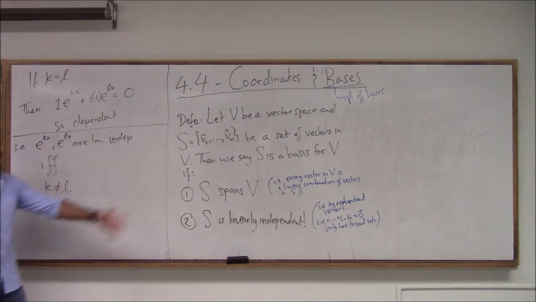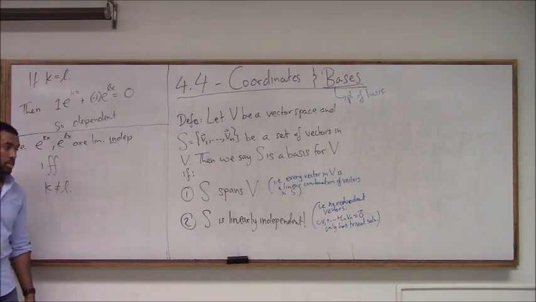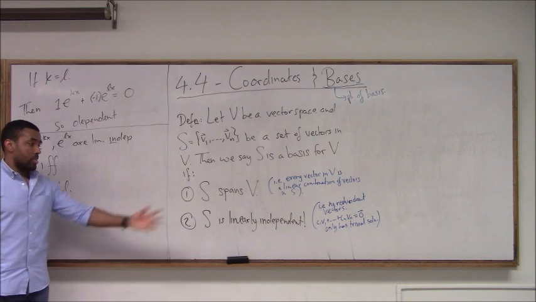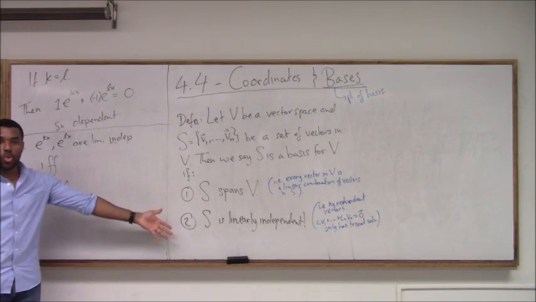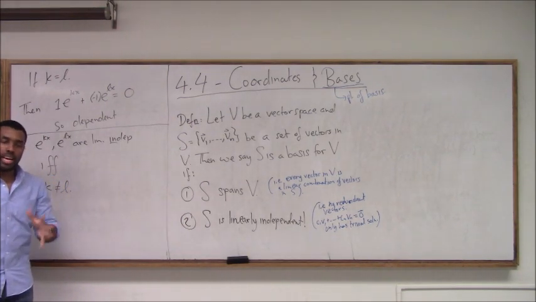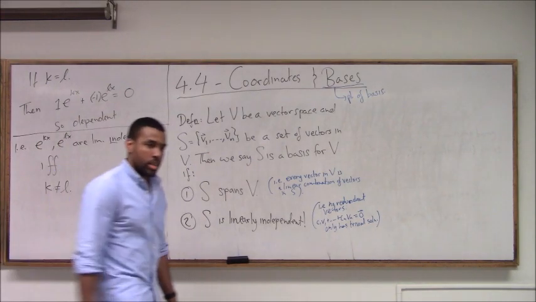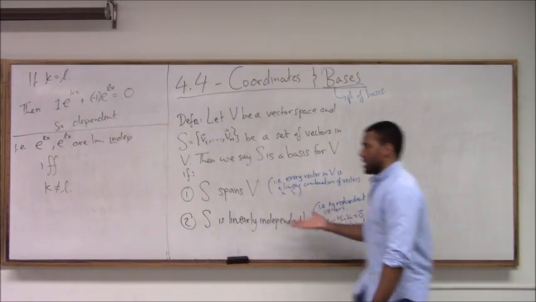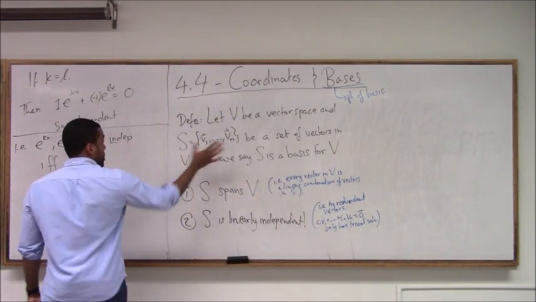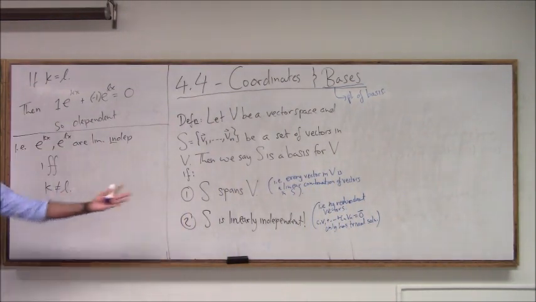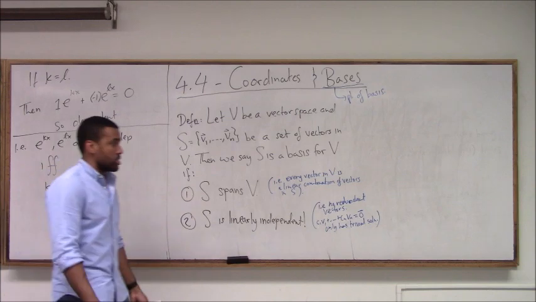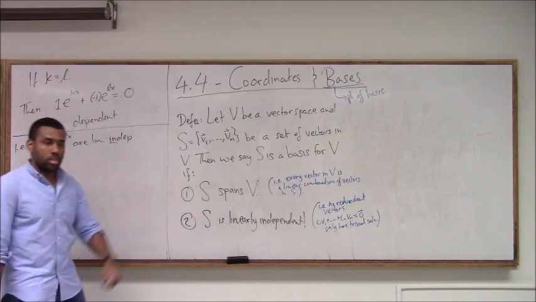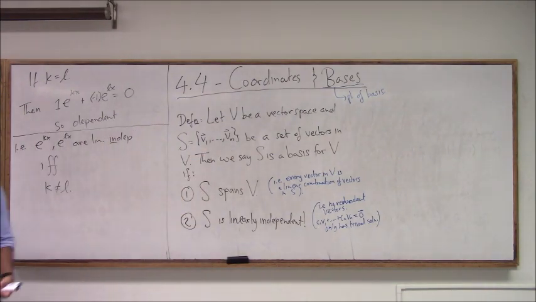So if I take a set that spans a vector space and the set is minimal, there are no redundancies in the set, then that set, I call it a basis for the vector space. The vector space can literally be constructed using this set of vectors. You can get the entire vector space by taking linear combinations of these vectors.